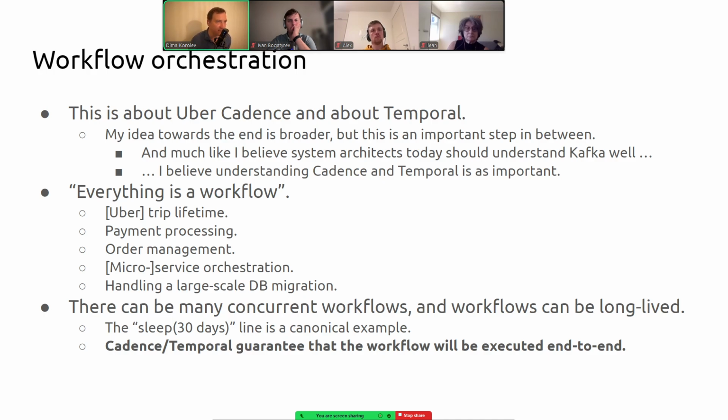What Cadence says is, we're going to let you write the code, and as long as you follow some rules, as long as you abide by certain constraints, we're going to give you a framework that guarantees that this code executes, strictly speaking, exactly once. That's the claim. But in practice, it's of course not entirely exactly once yet.